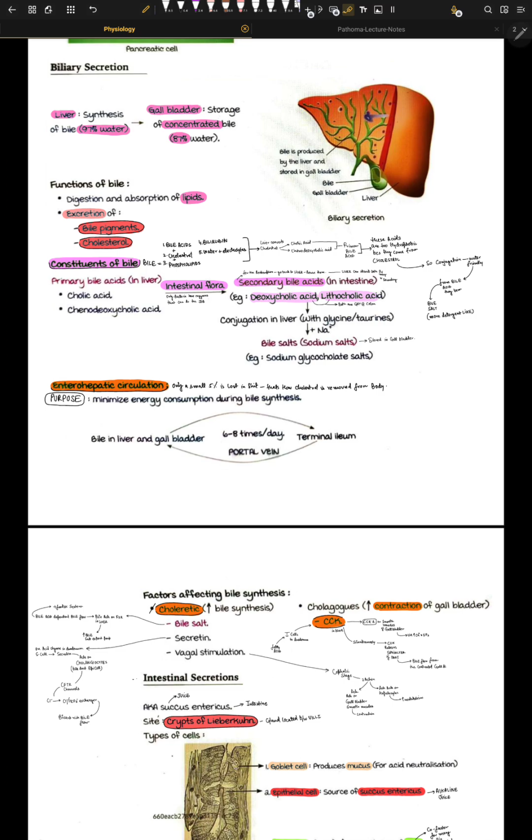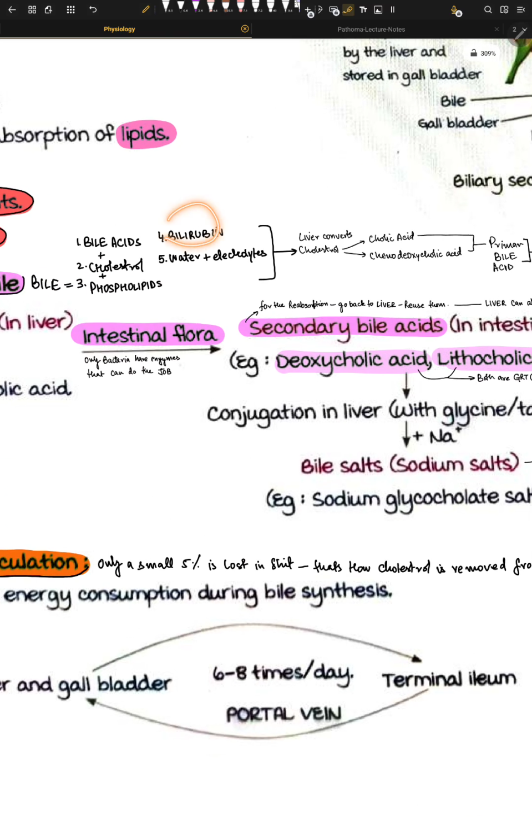Plus, bile has bilirubin. Now this bilirubin is an excretion product of hemoglobin. It's a breakdown product of hemoglobin, right? And then we have cholesterol and phospholipids. They maintain the solubility balance of bile in an aqueous medium, in water basically. And then we have water and electrolytes. So okay, we understand that.